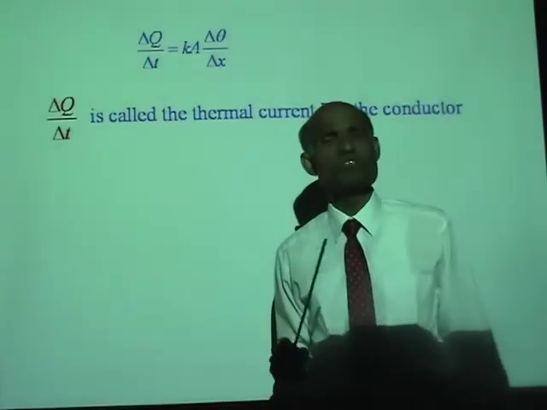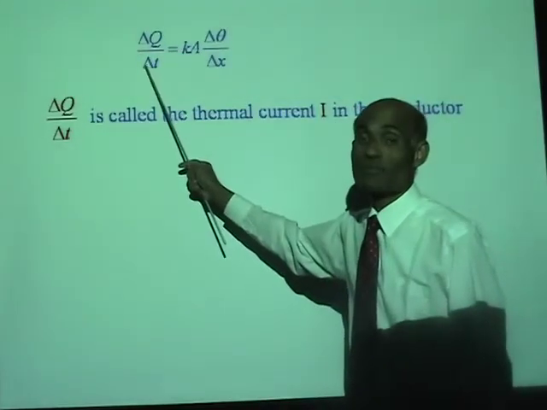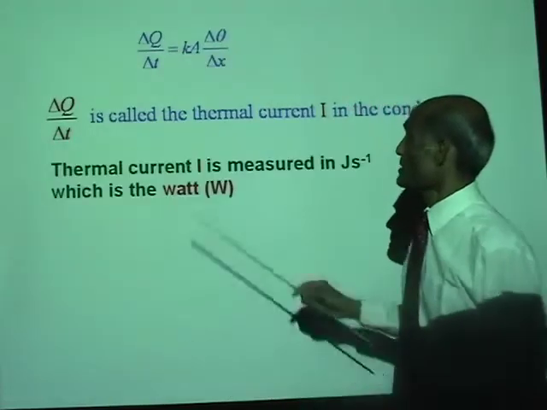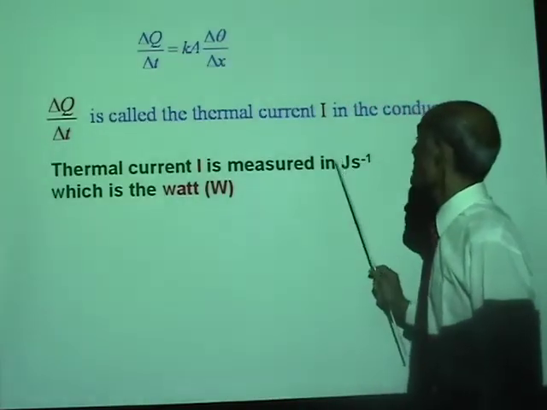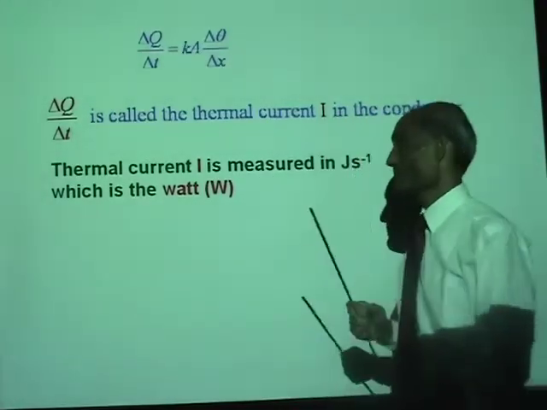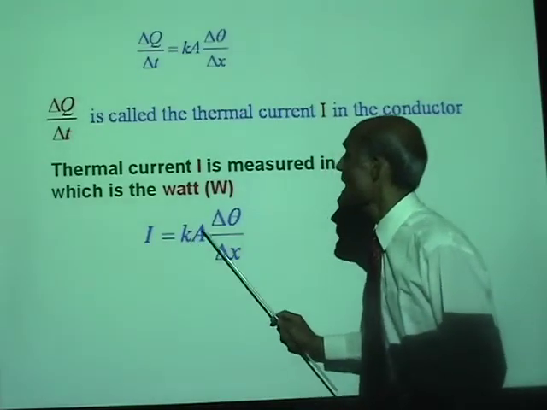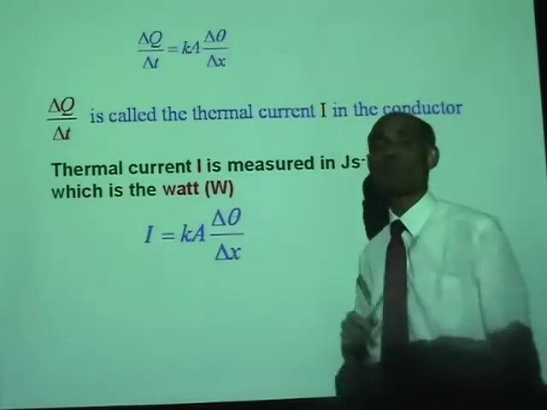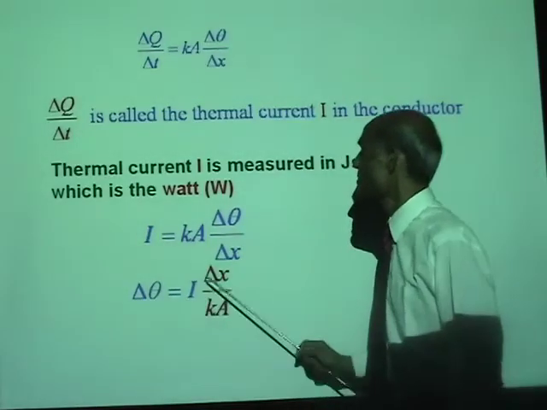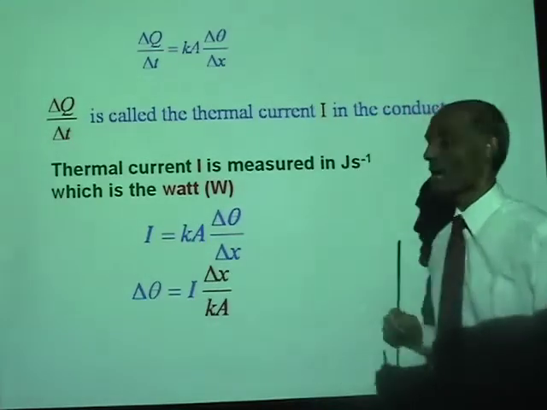Tell me, what's the unit for thermal current? Forgot? Unit of thermal current is the watt. So thermal current I is measured in joules per second, which is the watt. So I can now write I equal to Ka delta theta by delta X, or delta theta equal to I times delta X divided by Ka.